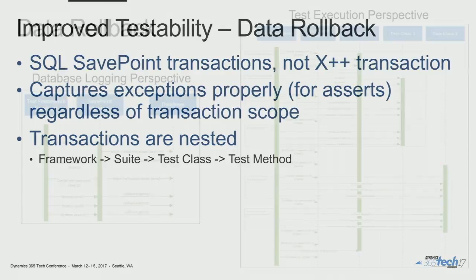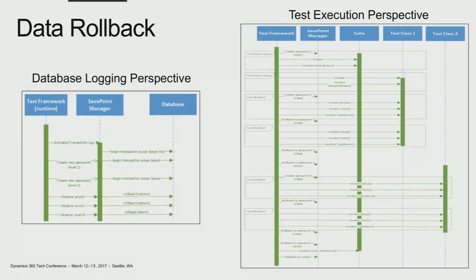So we have a sequence eye chart on the next slide to give you an idea, but the whole point here is that as you go from, if you look at the one on the right, where you have the swim lanes of suite, test class 1 and test class 2, it just shows you from a sequence standpoint how it's nesting those different levels and rolling things back as you go from a database perspective.